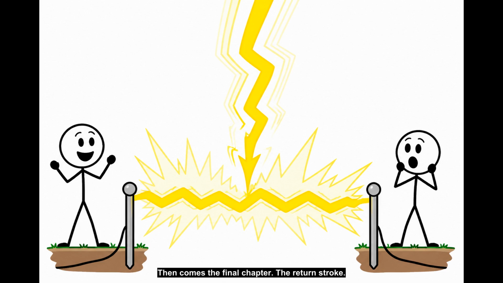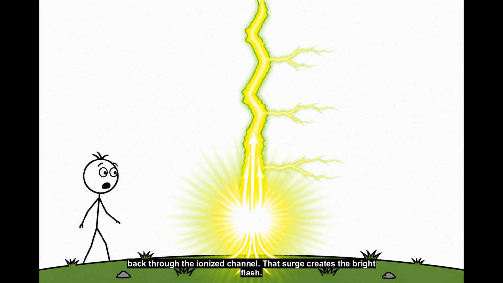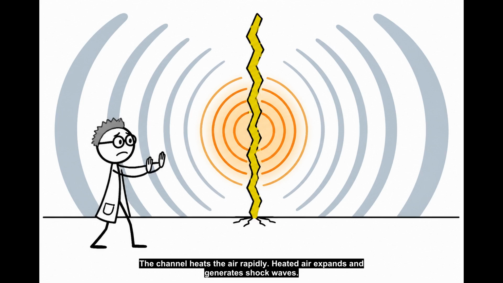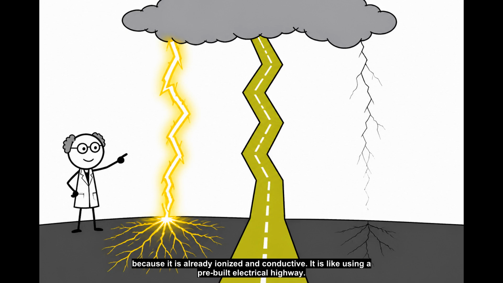Then comes the final chapter, the return stroke. Once the leader connects with the ground, voltage drives a massive surge of current back through the ionized channel. That surge creates the bright flash. The channel heats the air rapidly. Heated air expands and generates shock waves. Those shock waves are thunder. The return stroke follows the established channel because it is already ionized and conductive. It is like using a pre-built electrical highway.